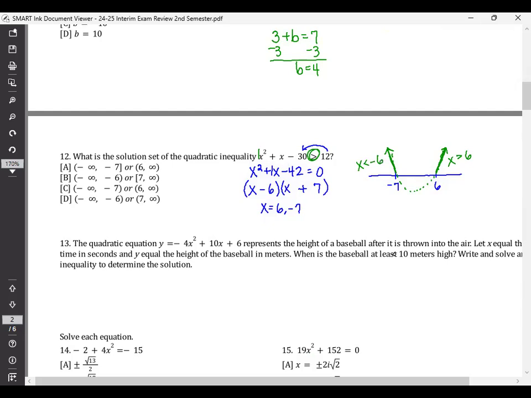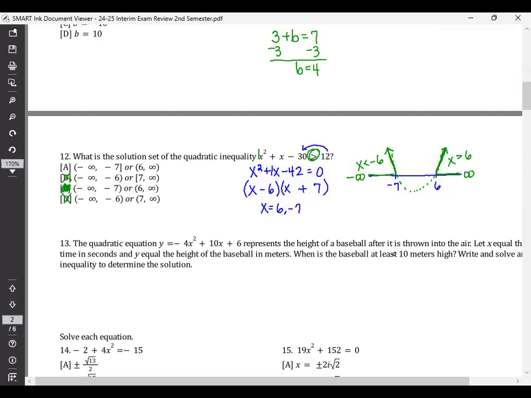Well, think about your interval notation. Everything from negative infinity to negative 7, and then everything from 6 to infinity. Look at it in interval notation as well. So I want negative infinity to negative 7. Not that, and not that. And then you'll notice the difference between the two solutions that are left are the parentheses and the bracket. Because I don't have an equal sign, I want to choose C.